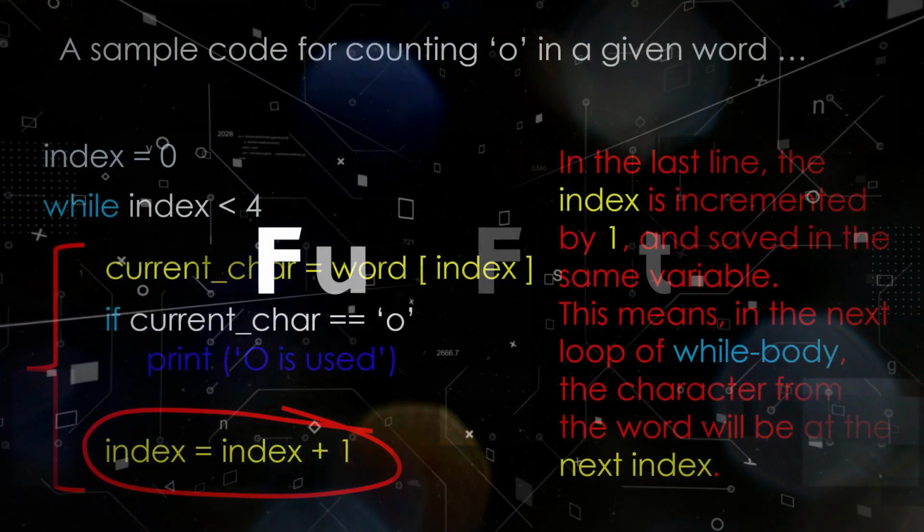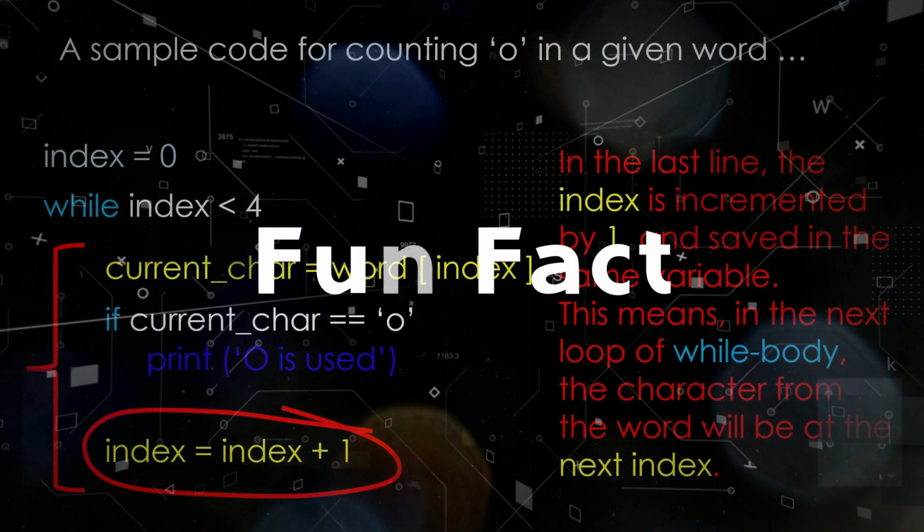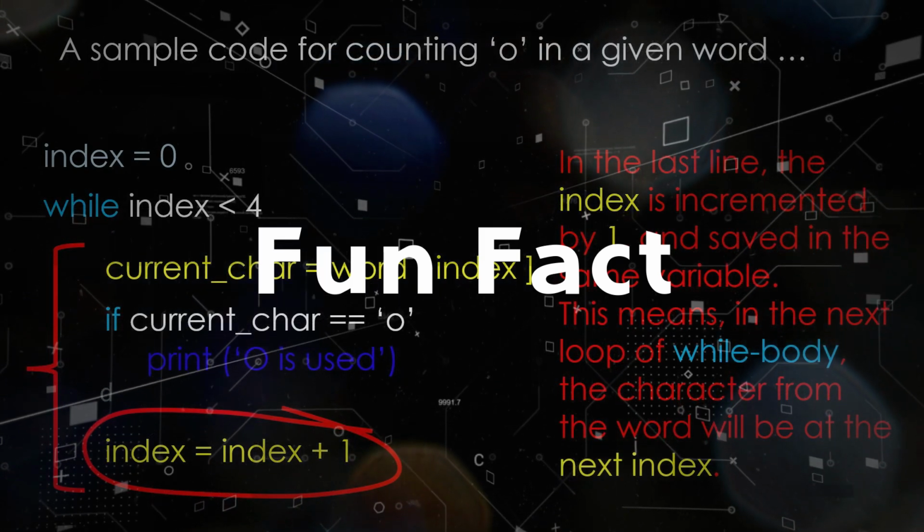Another fun fact before we move to the second format of the loop. The structure of the while loop in Python is the same as many other languages such as C, JavaScript, and Java. It has a condition, and if the condition turns out to be true, the loop body will be executed. Otherwise, the loop block will be skipped.